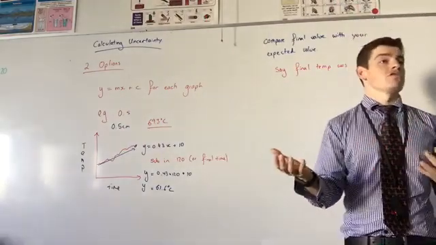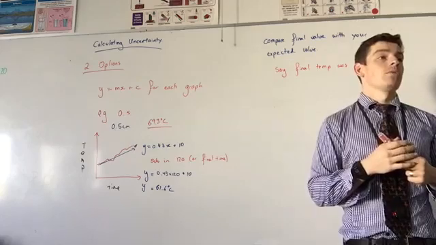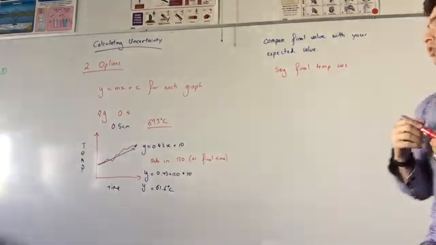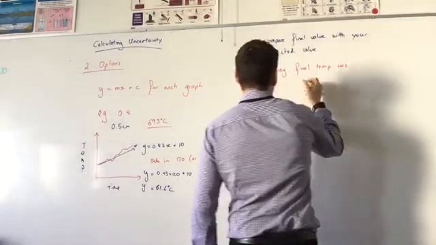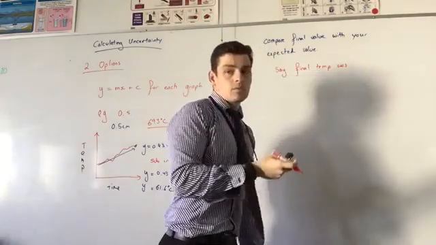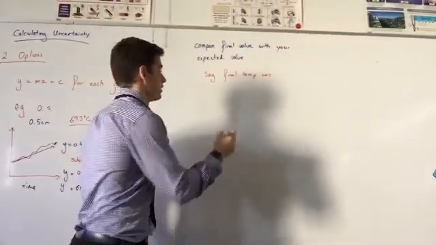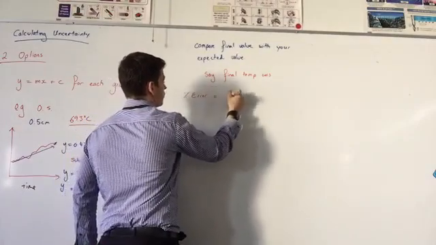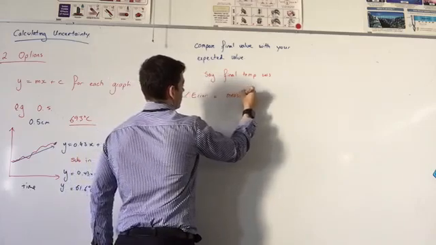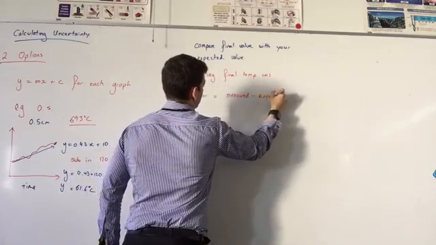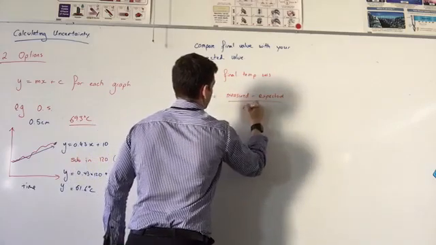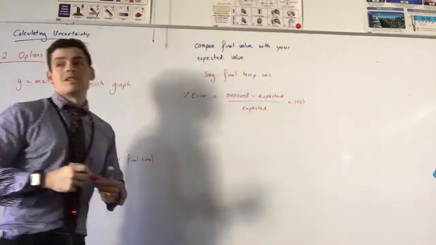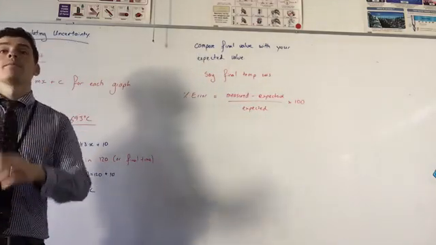Now, what that has allowed me to do is talk about my expected value versus my measured value. Are we clear with that? So if I was to calculate uncertainty, what I would do is go measured value. Do you getting an idea about what we're going to do here? So I'll just go percentage error equals measured minus expected divided by expected times 100.